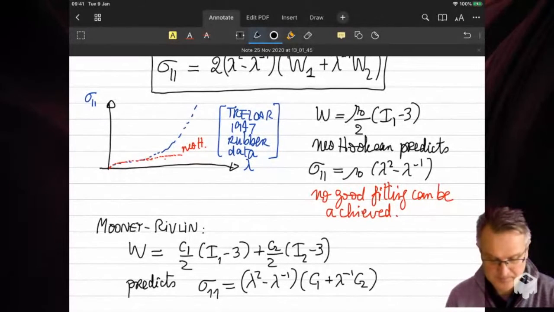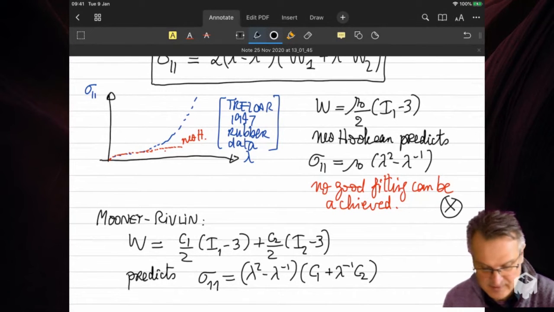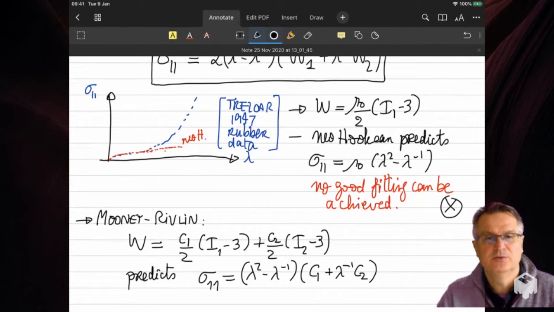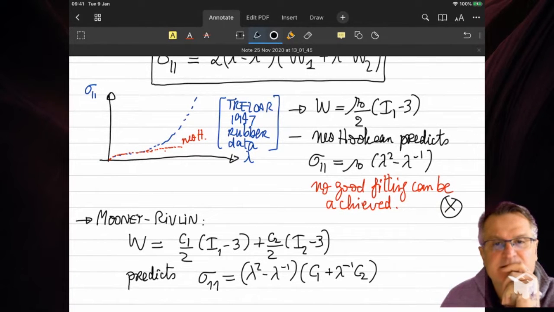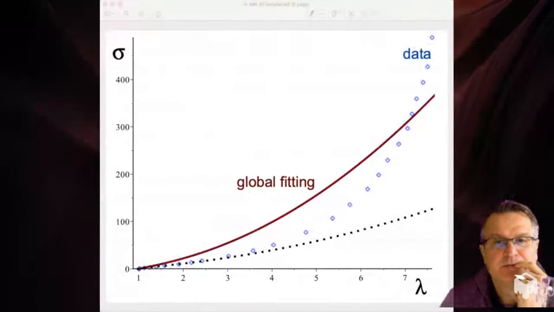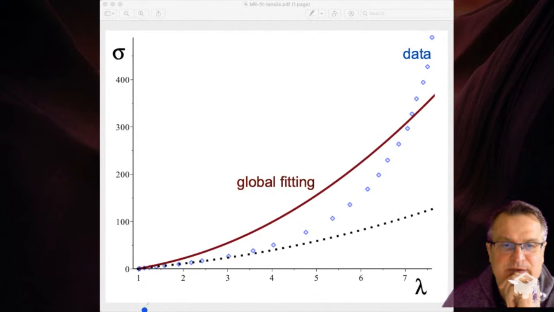And what happens then? Can I get a better fit now? I'll show you what happens then. Let's look for it. Here it is. So again, what's the difference here? So here I was the neo-Hookean. I could only do a fit on the first 5 points, and even then it wasn't great.